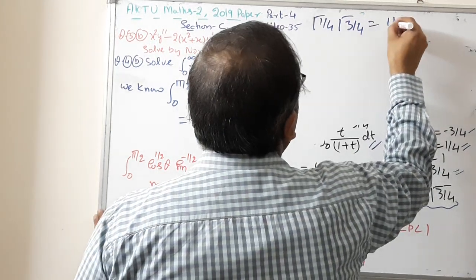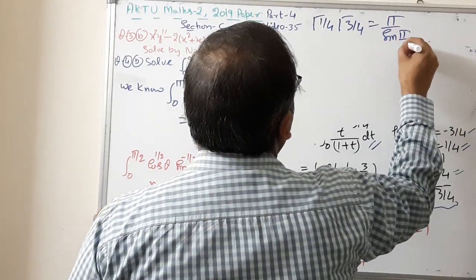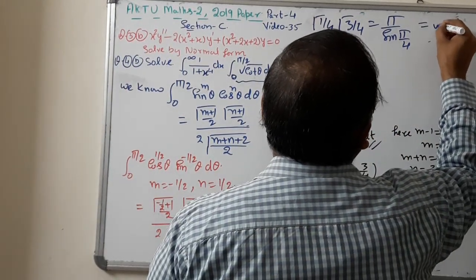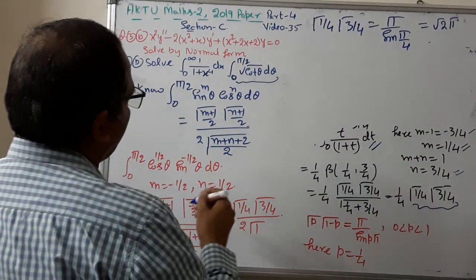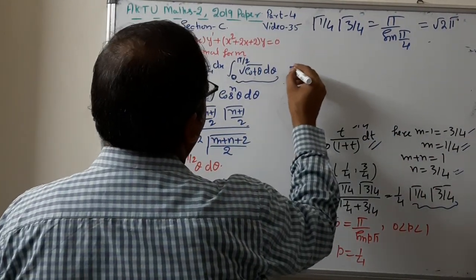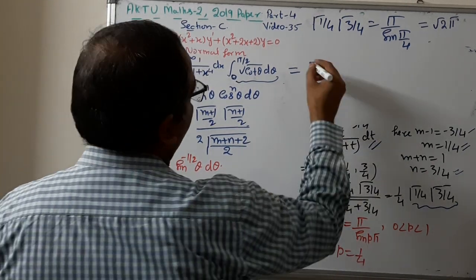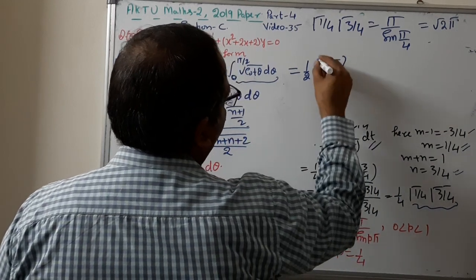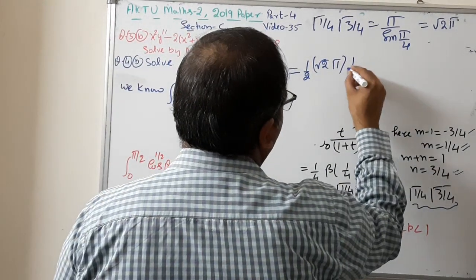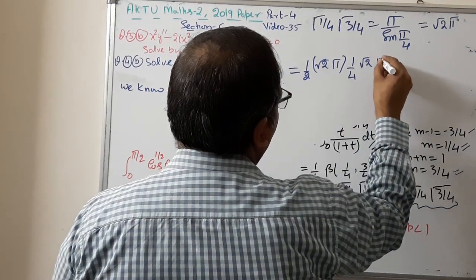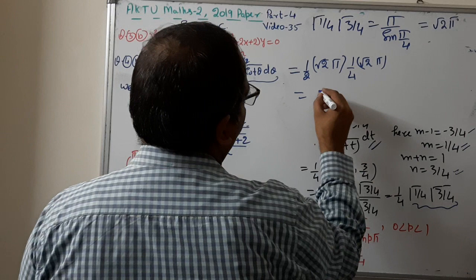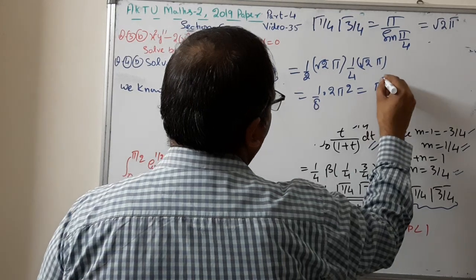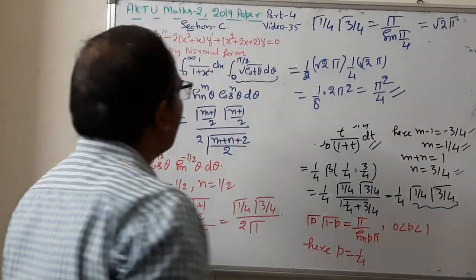That is equal to pi upon sine of pi by 4. And sine pi by 4 is 1 by root 2, right? That is equal to root 2 pi. So we multiply these two integrations, we get: the value of this is 1 by 2 and this is root 2 pi, and the value of this one is 1 by 4 and the value of this is root 2 into pi, and that is equal to 1 by 8 into 2 pi square, that means pi square upon 4. This is the answer of this one.